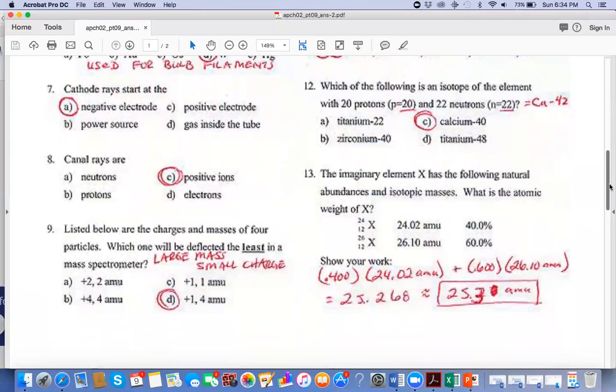Listed below are the charges and masses of 4 particles. Which one will be deflected the least in a mass spectrometer? Whichever one has the largest mass and the smallest charge. So in this case, the smallest charge is +1, and the largest mass is 4 AMU, so that's going to be D.